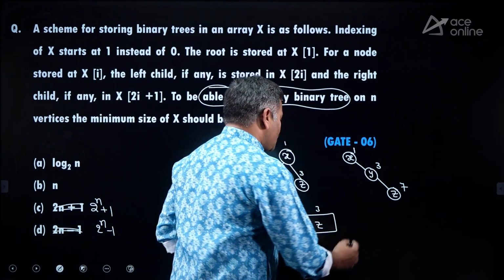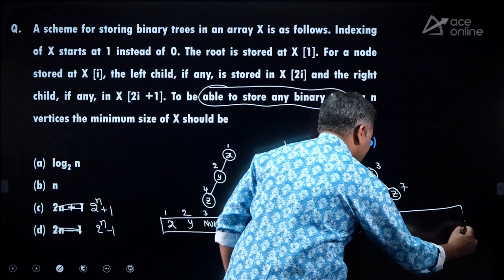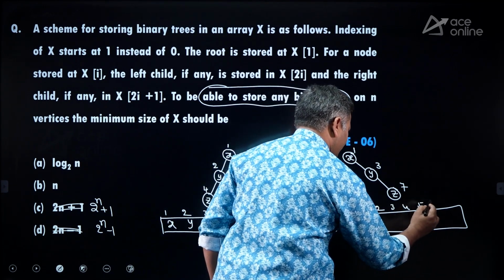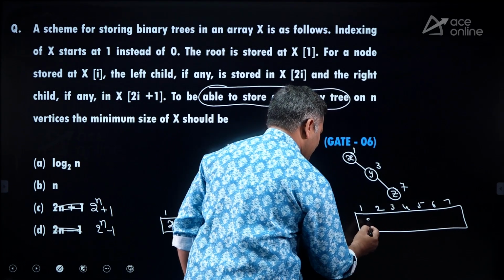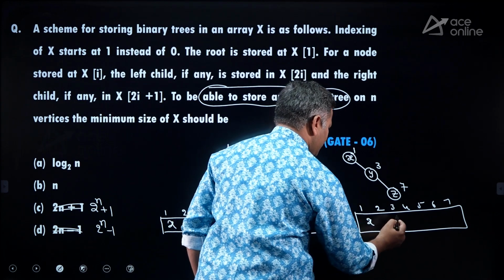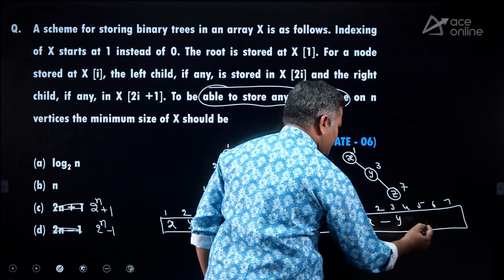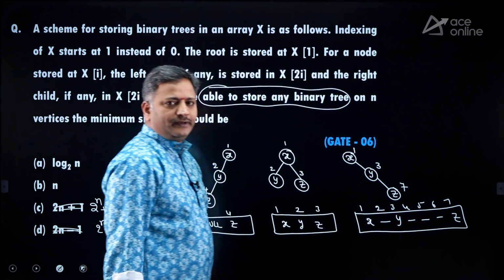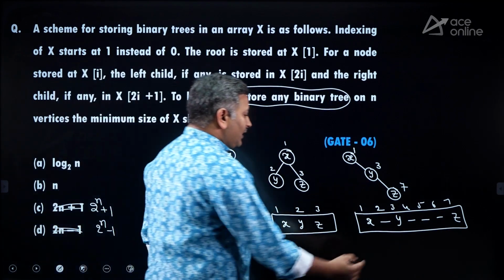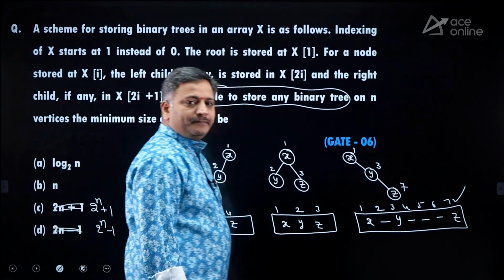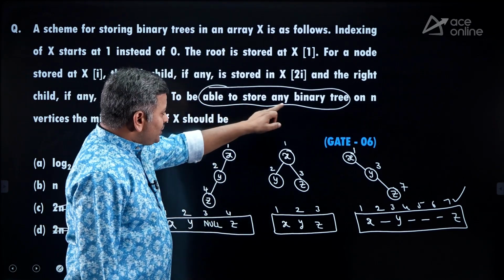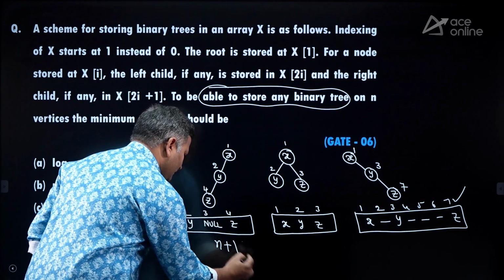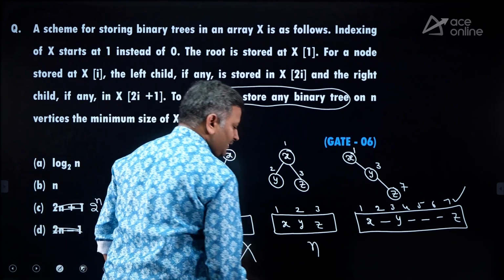Right. So, to store this binary tree, how many locations do we need? 7 locations: 1, 2, 3, 4, 5, 6, 7. I can say x is at the first location, y at the third location, and z at the 7th location. All the remaining are empty locations, null. It means that a size of 7 is required. Since they mentioned being able to store any binary tree, I cannot say n plus 1. I cannot say n, right friends, okay?